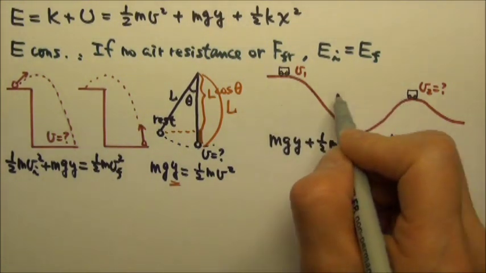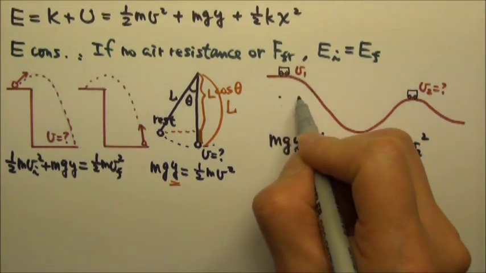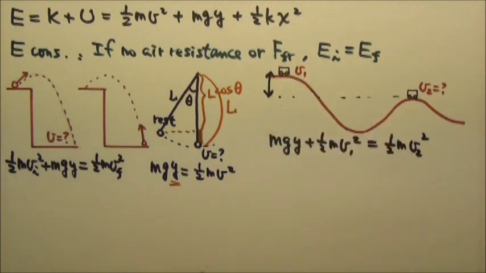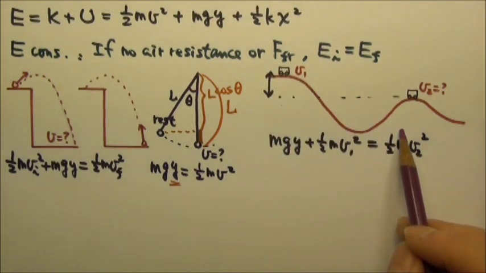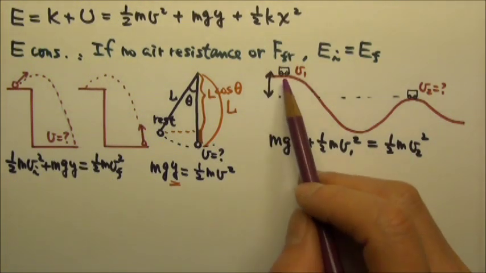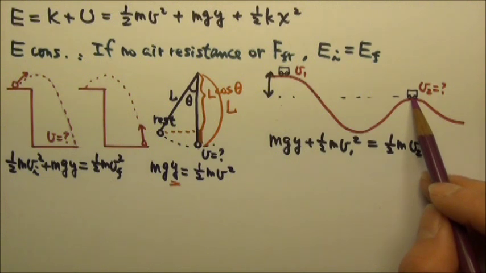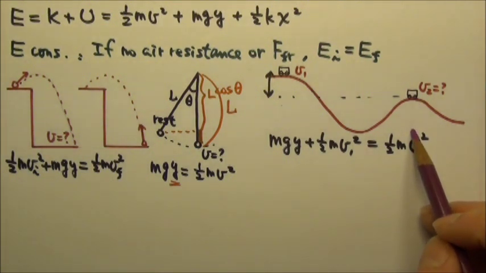In this case, since that is our ground, the y here is this height. Of course, you can also choose this as your ground. In that case, the mgy would be this at the beginning, and then there would be mgy at the end also. This will be the y at the end.